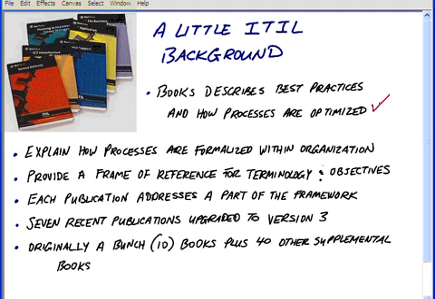Now, the goal of the library and the books of the library, and you can see here, this is actually the books of version 2. So I'm going to put V2 here, these books. Now, these books have historically explained how processes are formulated within an organization. So it's a framework. In a way, it's kind of like, if you're familiar with security, it's like IPsec, or IP security, which is a framework that as newer algorithms and newer protocols for security arise, you can plug in those new implementations, those new mechanisms.